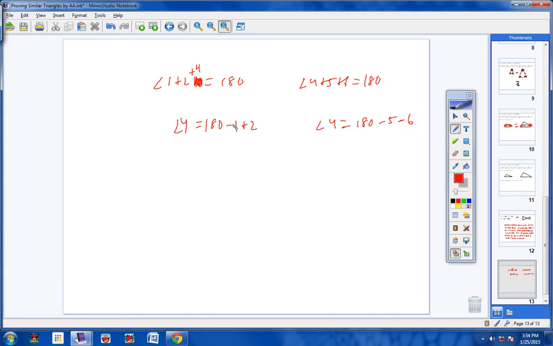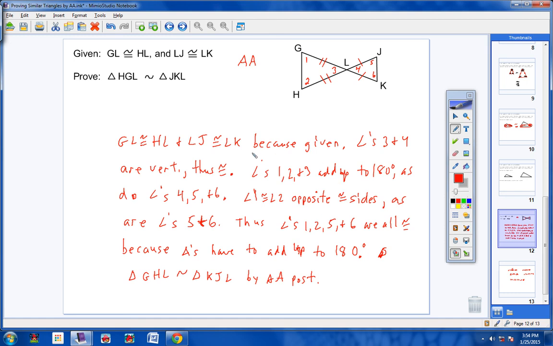Minus 5 minus 6. Minus 1 minus 2. And then you can set them equal to each other because angle 4 equals angle 4. And guys, that'd be really long, okay? You would have 180 minus 1 minus 2 equals 180 minus 5 minus 6. And then because we know 5 is congruent to 6, you have to substitute 5 in for 6. And then substitute 1 in for 2. And just keep going and going. So in this case, a paragraph proof totally makes sense. I can follow all the reasoning in here. And you've proven to me that these two triangles are similar. Okay?